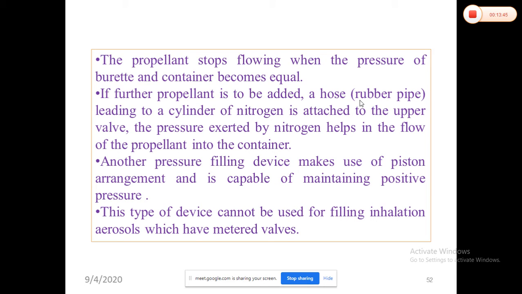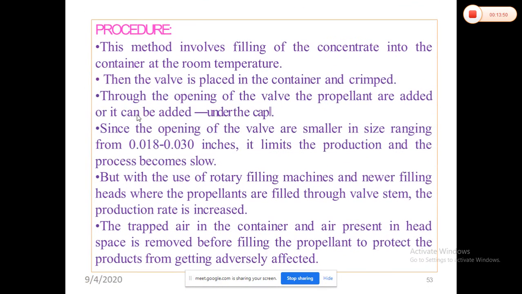So the pressure filling method. When first developed, it was generally slower as compared to other methods like cold filling methods or the compressed gas filling method. But now with the development of newer techniques, the speed of this method has been greatly increased, making it comparable in rate of production to the cold filling method as well as the compressed gas filling method.